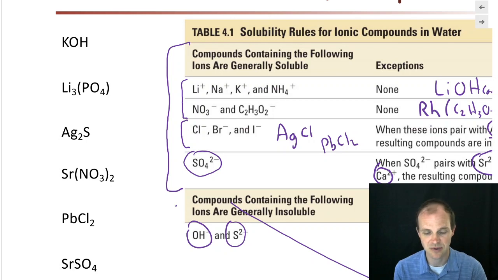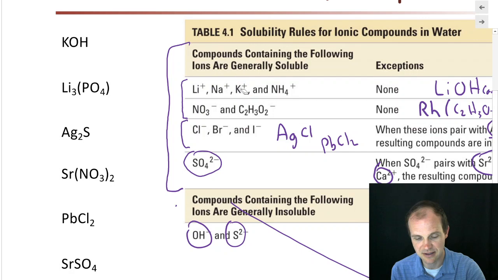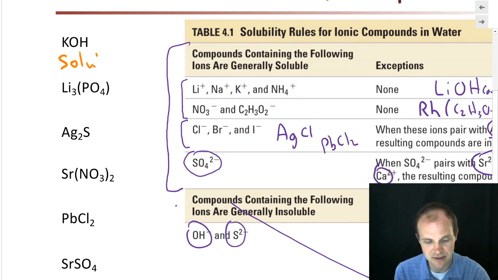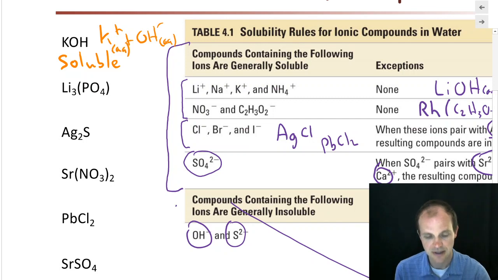Potassium hydroxide, what do we know? If we look over here on our table, we see potassium there in our list, which all potassium salts are soluble. And so this one's going to be soluble, which means it falls apart into K+ and OH- when we put it into water. Lithium phosphate. Lithium's over here on that list of always soluble, so this one is definitely soluble.